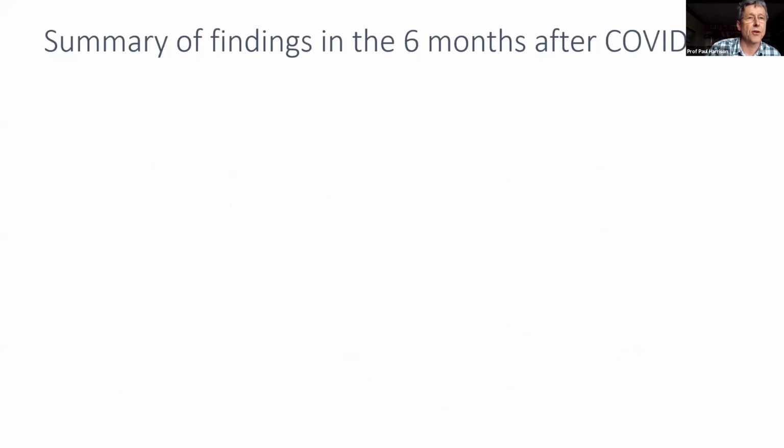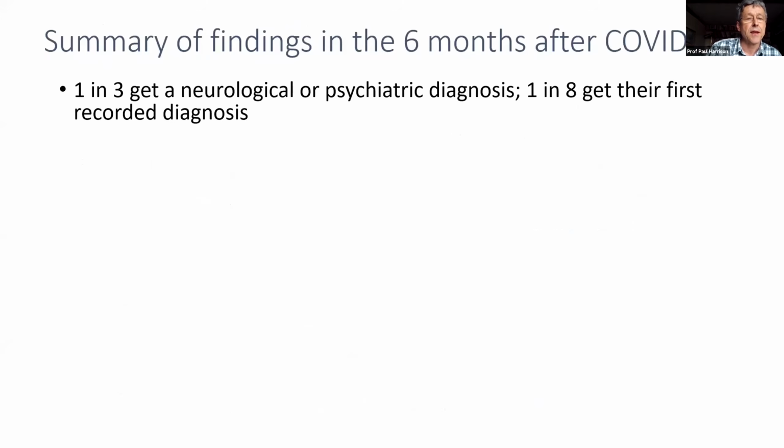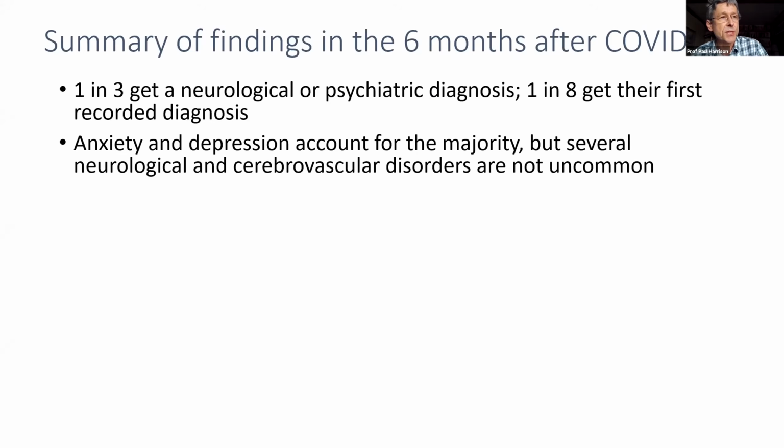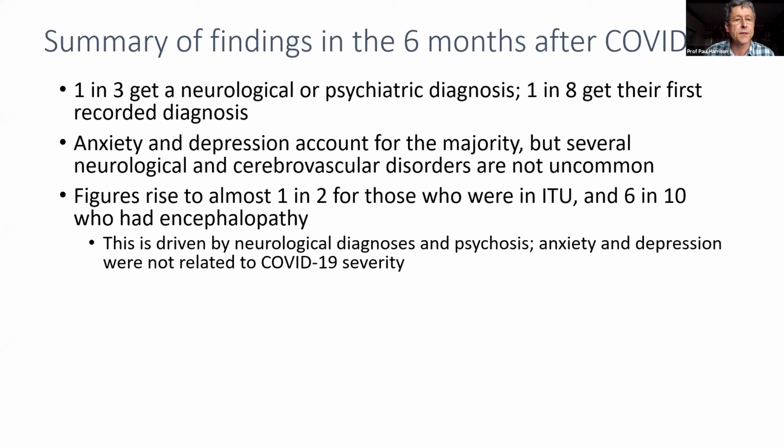So to summarize, again, a lot of findings I've gone through very quickly. In the 6 months after COVID, about 1 in 3 get a neurological or psychiatric diagnosis recorded in their notes, and 1 in 8 get their first such diagnosis. The majority of these disorders are anxiety and depression, but on the other hand, several neurologic and cerebrovascular disorders are not uncommon. These figures rise to almost 1 in 2 for those who are in intensive care and 6 in 10 for those who had encephalopathy during their illness. This severity link is driven mostly by neurological and psychotic diagnoses.